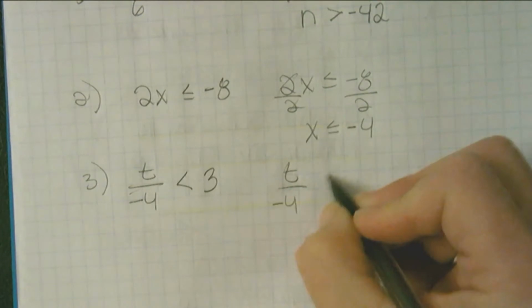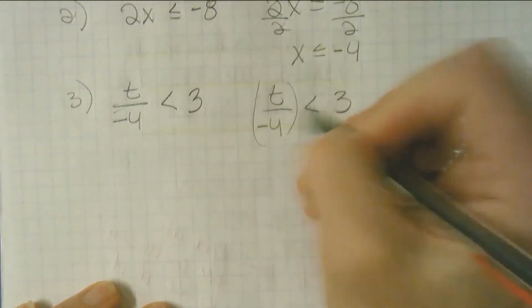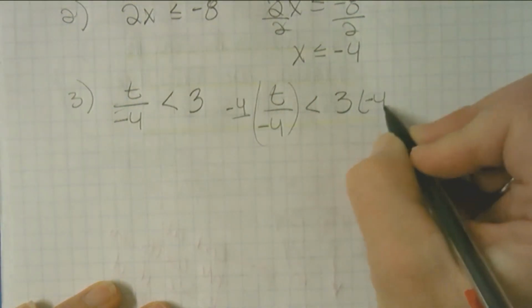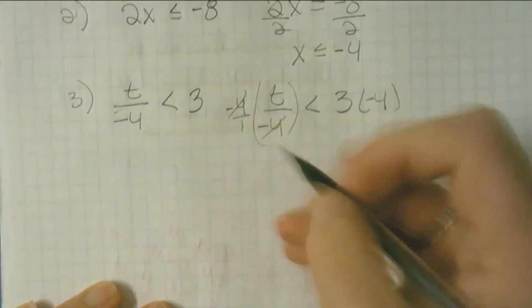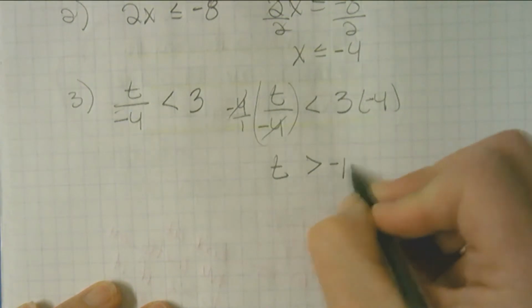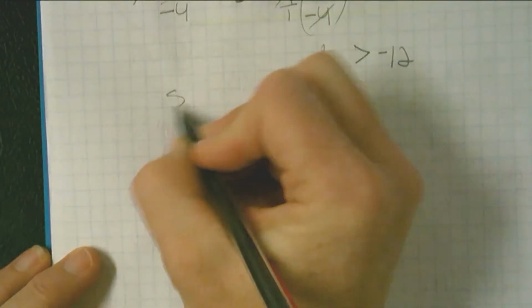T divided by negative 4 is less than 3. Cullen? You multiply negative 4 over 1 to both sides. Excellent. Here I got T is greater than negative 12. Excellent. Why did you flip the inequality? Because negative 4, the coefficient was a negative. Excellent. Yep. All right, so let's talk about story problems.